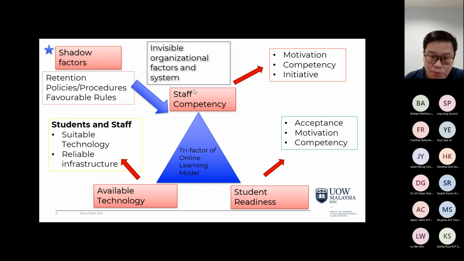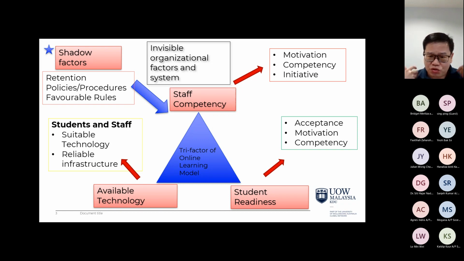The second part here will be staff competency. Here it is the motivation, competency, and initiative of the staff themselves, whether that person is motivated and competent to deliver the goods. So infrastructure good, students good, but lousy movie. Movie boring, students won't enjoy it either. And of course, we have student readiness. As they say, it takes two to clap.